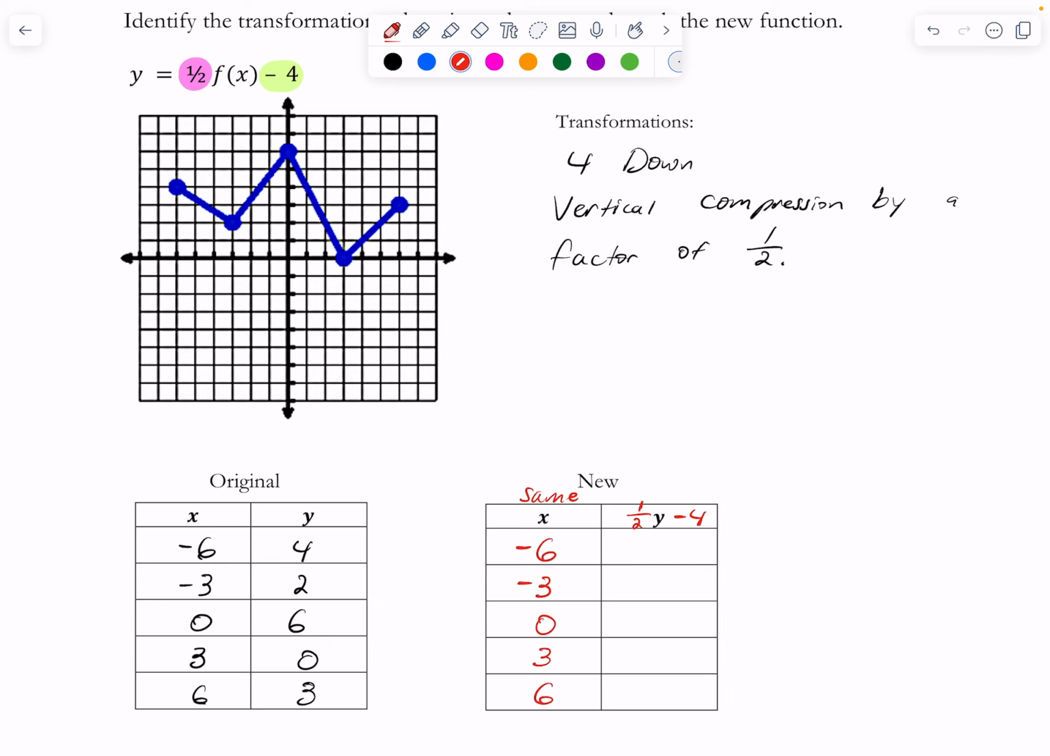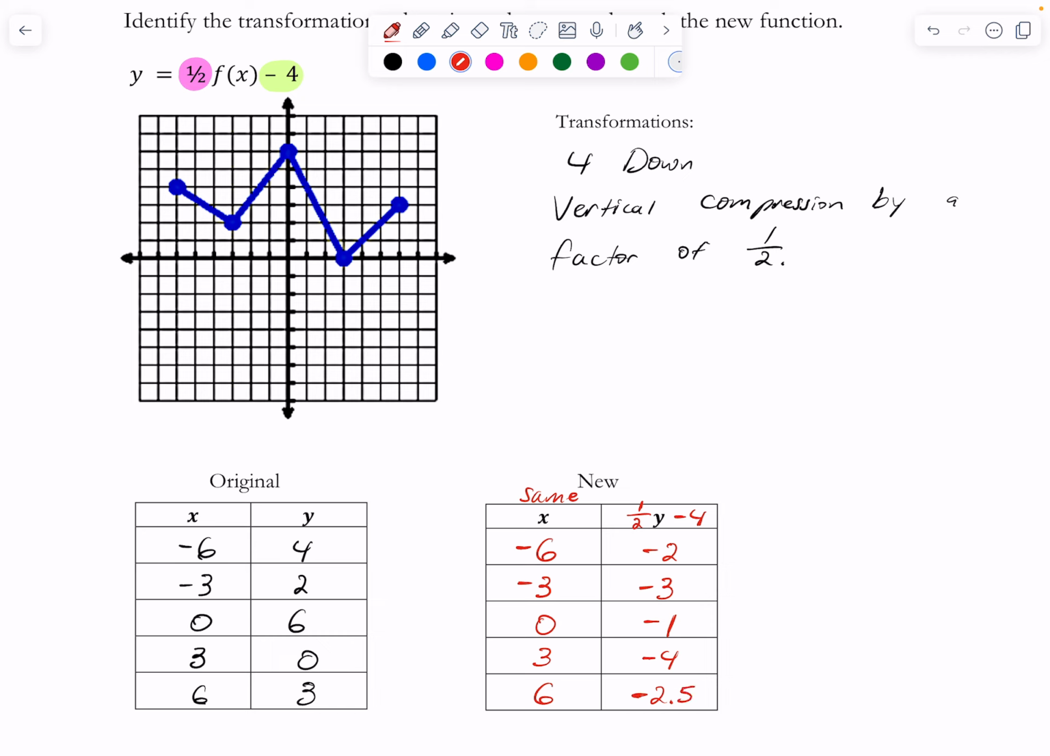but we're going to do these quick little operations. So 1/2 of 4 is 2. 2 minus 4 is -2. 1/2 of 2 is 1. 1 minus 4 is -3. 1/2 of 6 is 3. 3 minus 4 is -1. 1/2 of 0 is 0. 0 minus 4 is -4. 1/2 of 3 is 1.5. 1.5 minus 4 is -2.5.